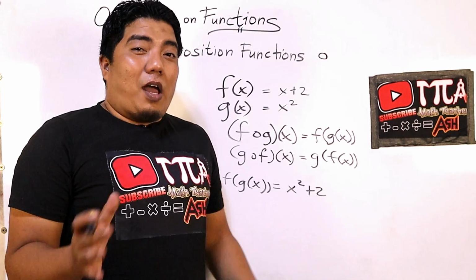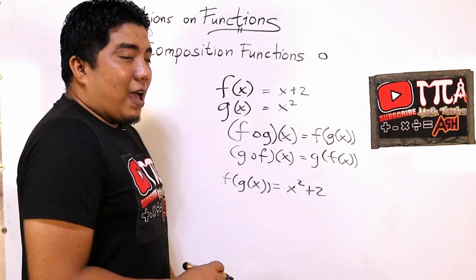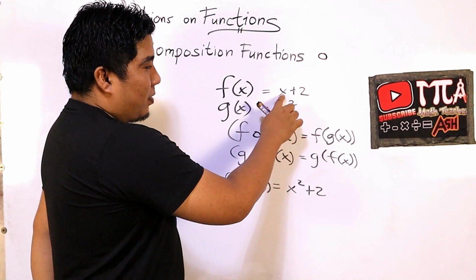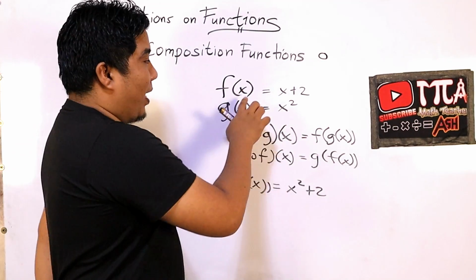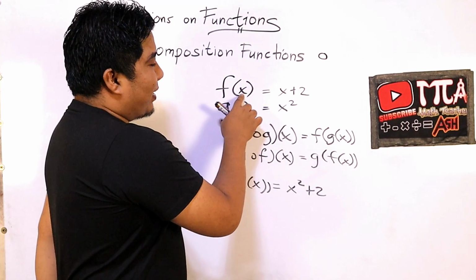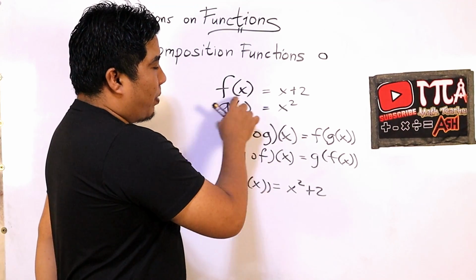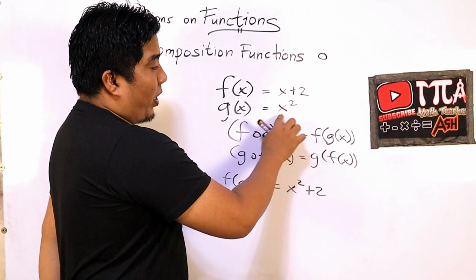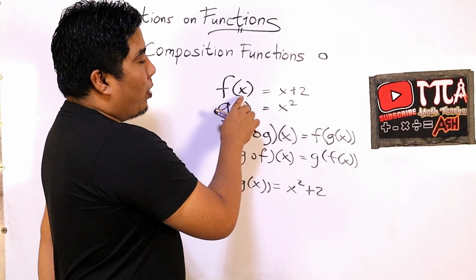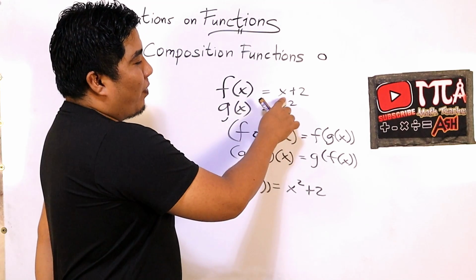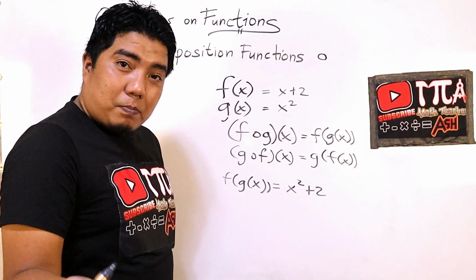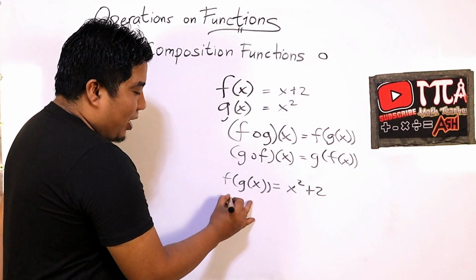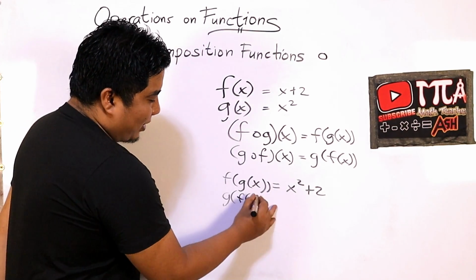Get that? I'm sure you might be wondering, how did that happen, Sir Ash? So this x is the normal x, right? Since this x will be substituted by the whole g of x, and our whole g of x is basically x squared, this x squared will be substituted to this x, giving this x here as x squared. Alright? Now, how about g of f of x?